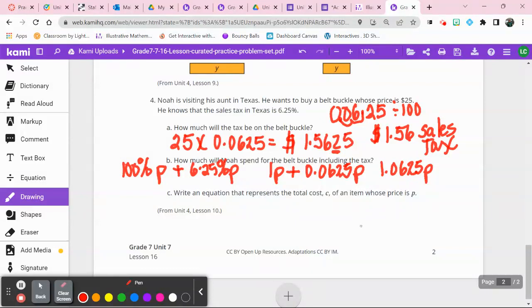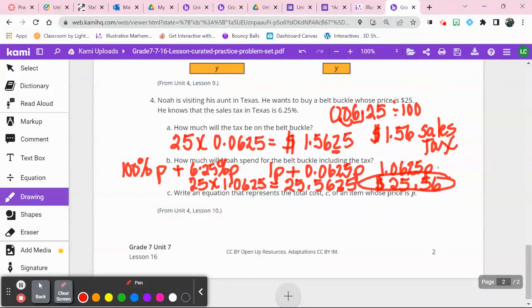So when I do 25 times 1.0625, I get $25.5625. Need to round that to 2 decimals, and there's a 2, so I let it rest. It's $25.56.